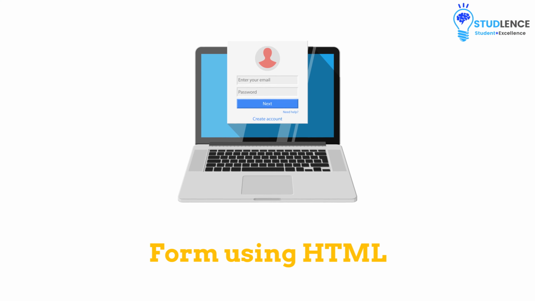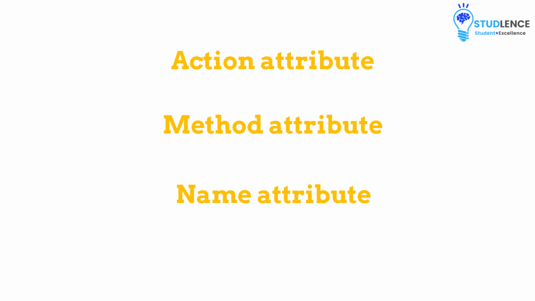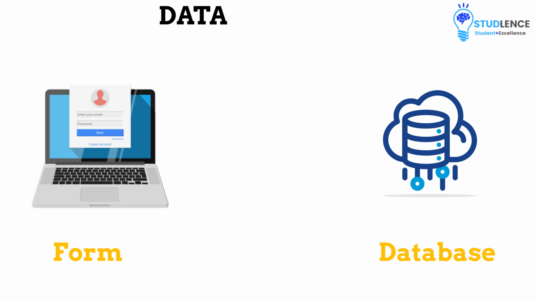Previously we have designed the form in our HTML module. There I've told you about attributes like action, method and the name attribute, which play the main role in getting the data from the form and submitting the data to the database. Now let's see what these are one by one.